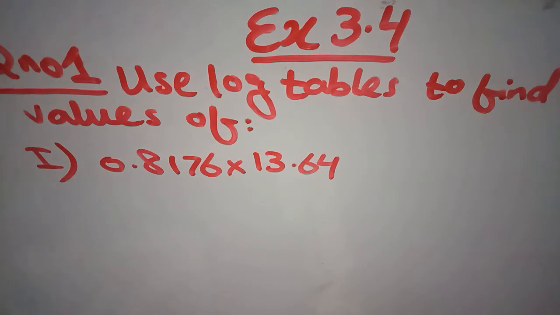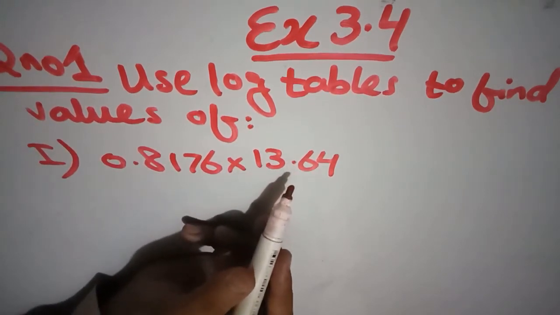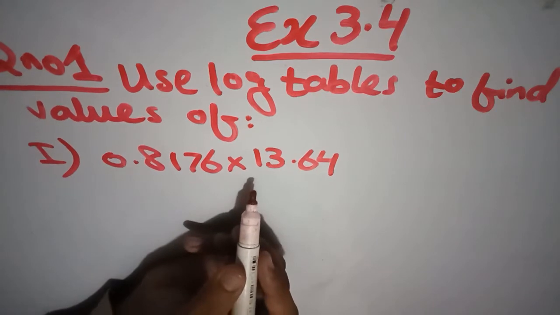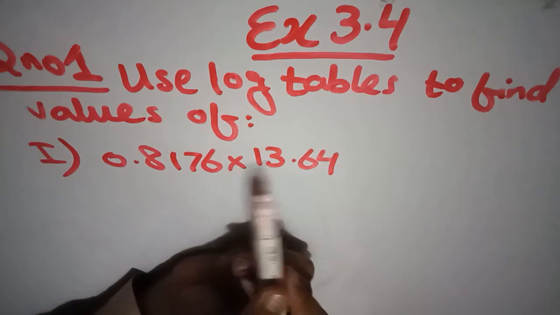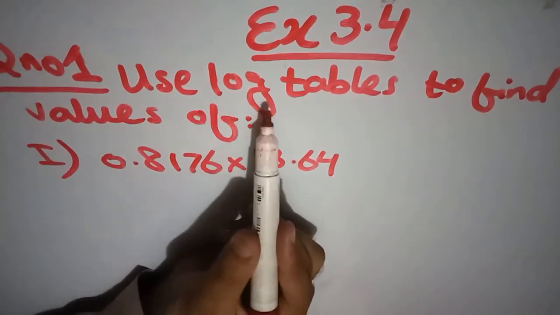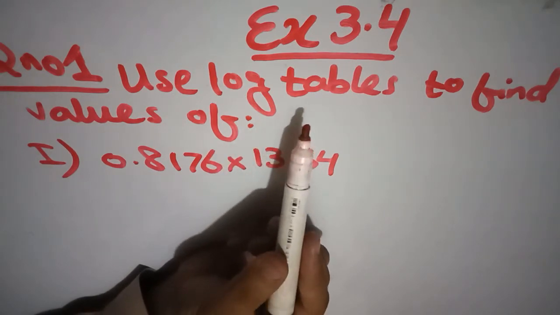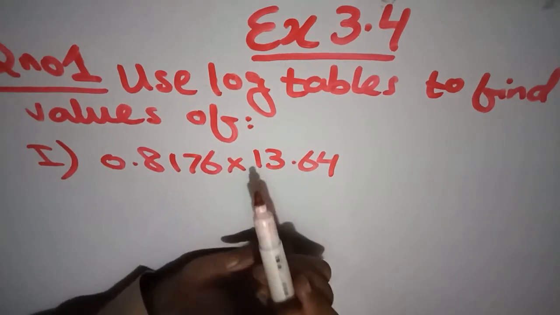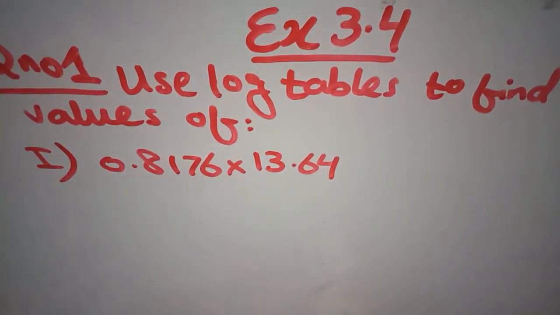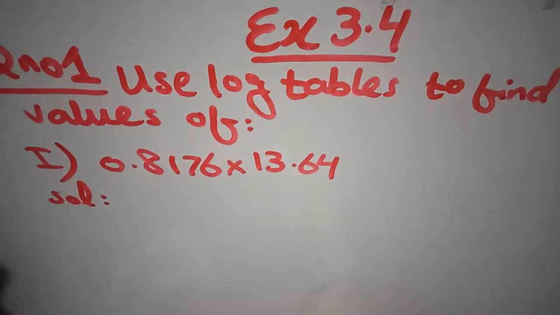In exercise 3.4 there are two values given, 0.8176 multiply 13.64. Both values are multiplied with each other, so we have to find the logarithm of those values. We will use the log tables, or you can use the calculator to find the values of the given question. So let's move towards the solution.